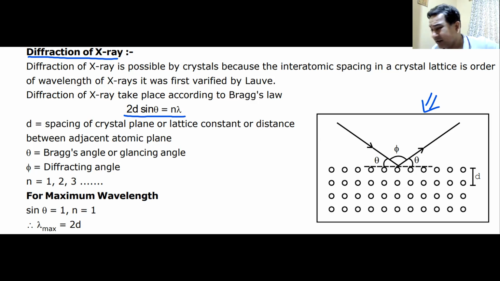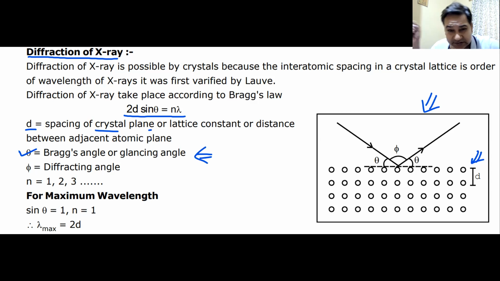This will never come. It has only come once or twice in the entire history of the paper. Since it has come once or twice, that's why we are doing it. 2d sine theta is equal to n lambda with that diagram. d is the spacing of the crystal plane. As you can see here, d, yes or no? Yes, sir.